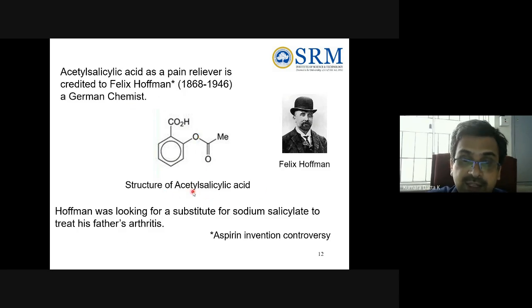He synthesized acetyl salicylic acid. There is still a debate about whether to credit the aspirin invention or discovery to Hoffmann or to others, and different countries would like to take the credit. But let us not go deeper into that. What you should appreciate is that acetyl salicylic acid was found to be very useful later on.